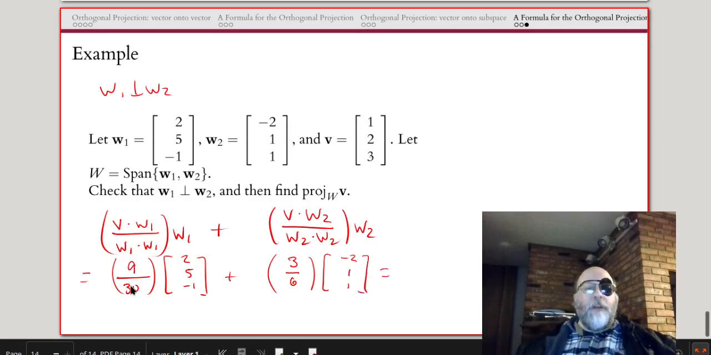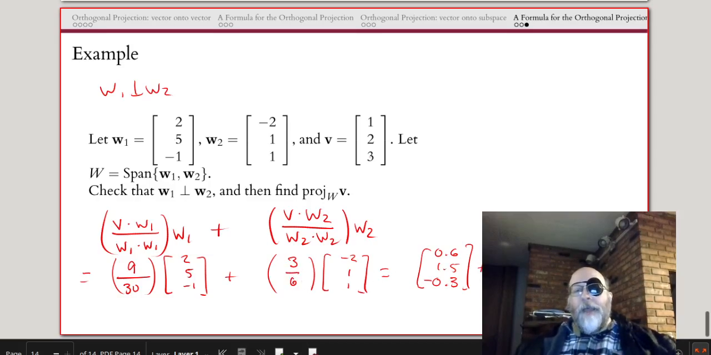9 over 30 reduces to 3/10. 3/10 times 2 is 0.6. 3/10 times 5 is 1.5. 3/10 times negative 1 is negative 0.3. 3 over 6 is just a half. Half of (-2, 1, 1) is (-1, 0.5, 0.5). When we add these together, we get (-0.4, 2, 0.2). And that's the projection that we get.